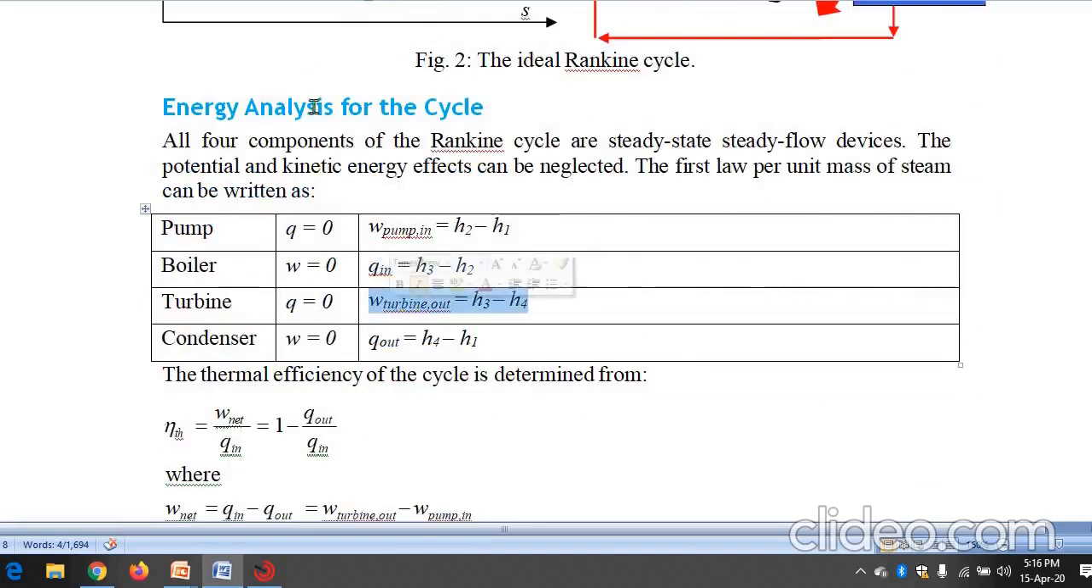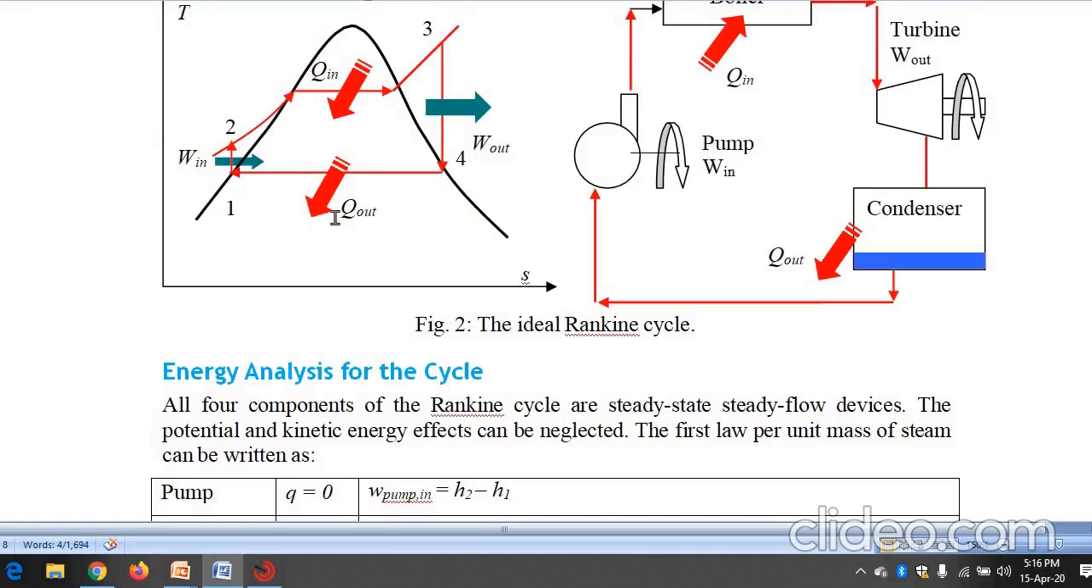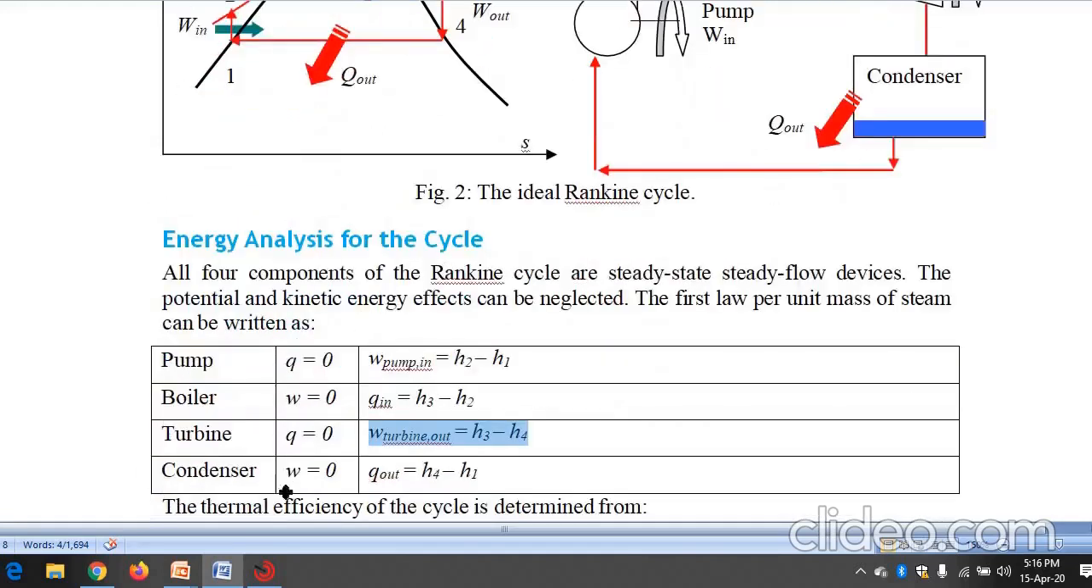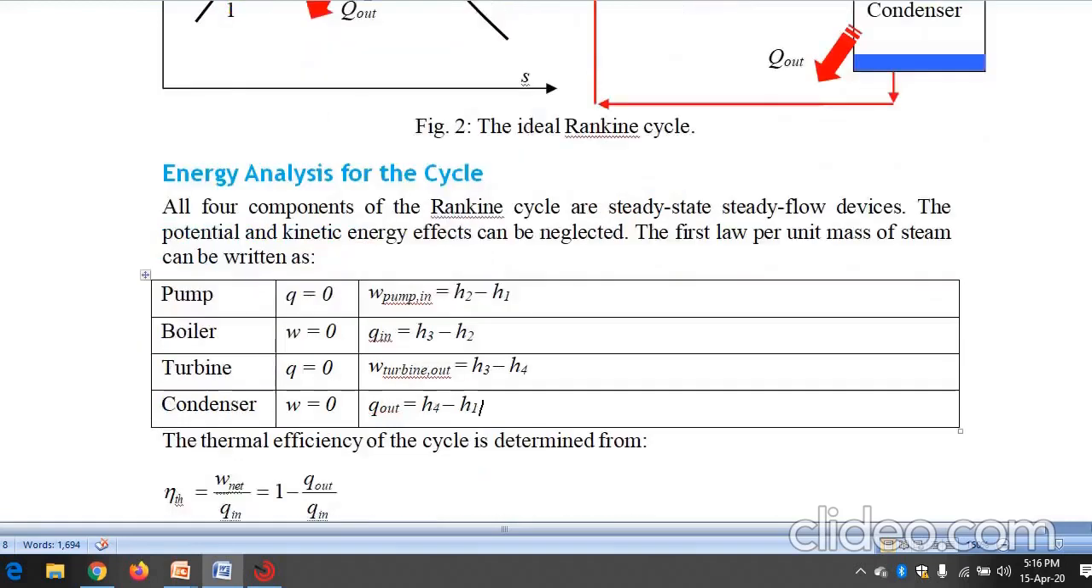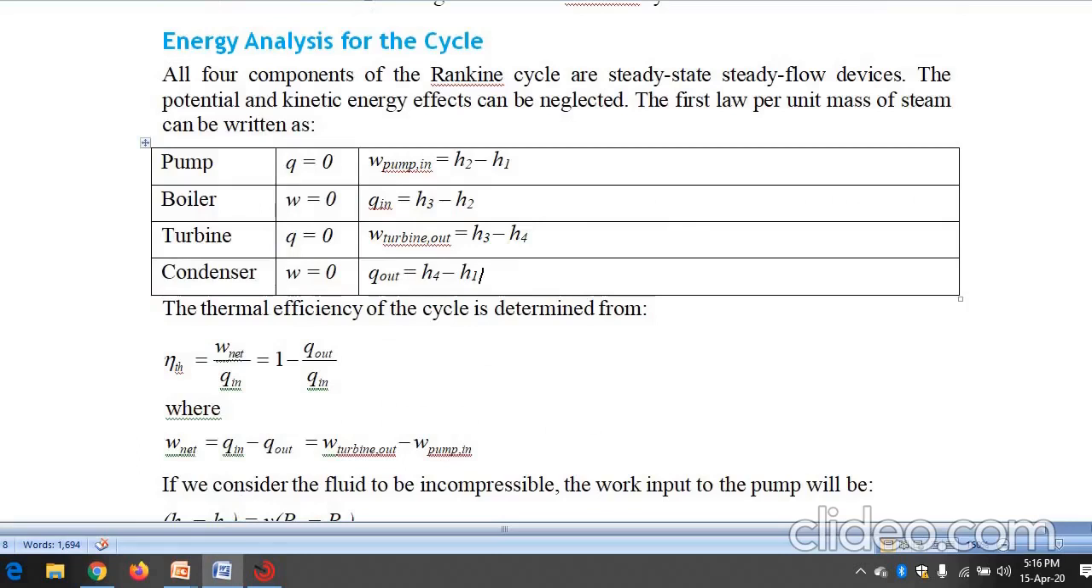Now, the fourth one is the condenser. In the condenser, there are no moving parts, therefore work done is equal to 0. It is used to remove heat from the system. Therefore, Q out is equal to higher enthalpy, which is 4, minus lower enthalpy, which is 1: H4 minus H1. As we know, thermal efficiency is equal to work done by heat supplied.